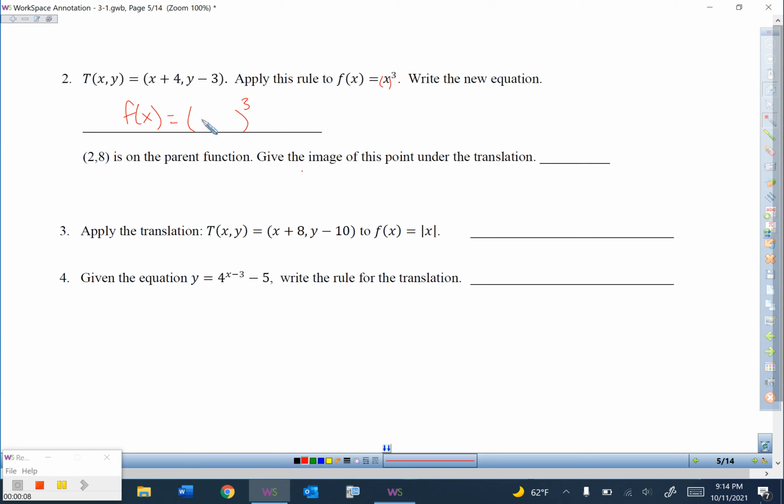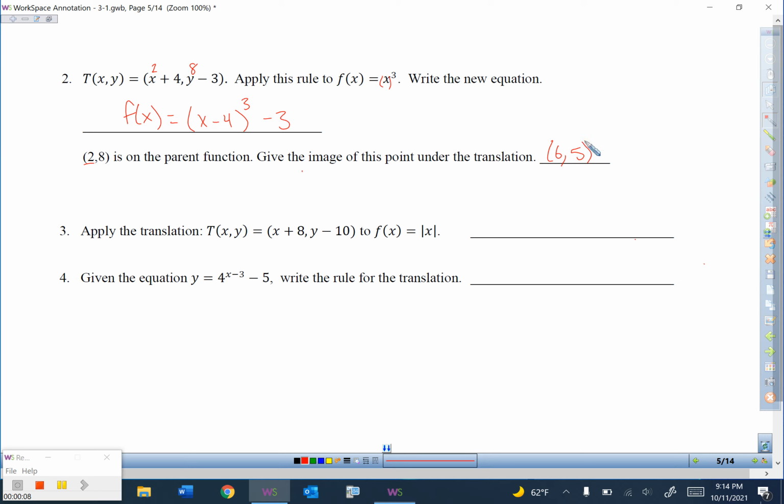So we see an x plus 4, we're going to write x minus 4. This minus 3 just goes on the end. The second part doesn't flip. And then it says (2, 8) is on the parent function, this x cubed. Notice if you take 2 and cube it, you get 8. We want to know the image of this point under the translation. The rule is the easiest way to do that. We're going to take our x value and put it right with the x there, take our 8 value and do the same thing with y. So 2 plus 4 is 6. That's the new x value. And then 8 minus 3 is 5, and we're good to go.